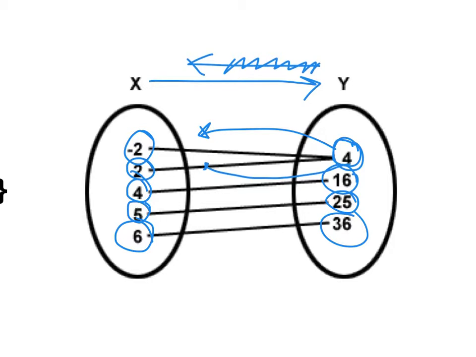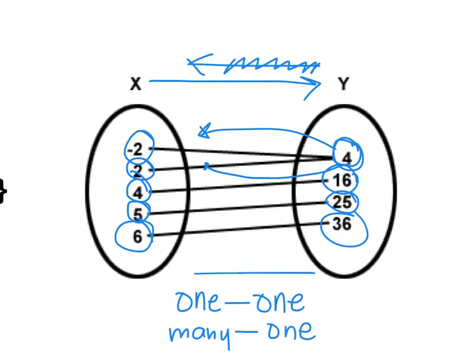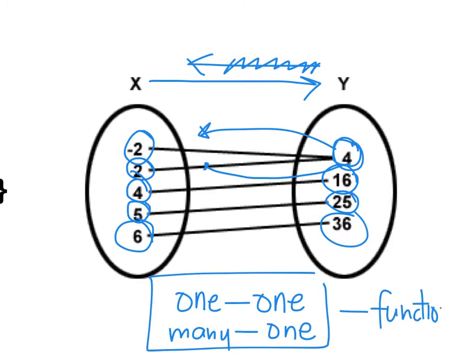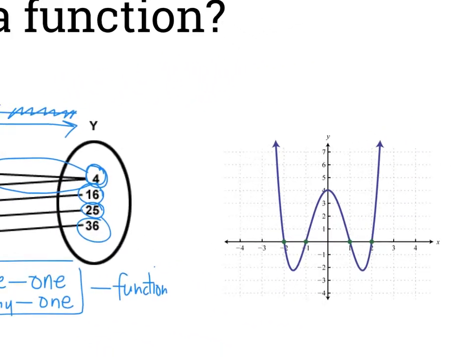So, as we can see, if we inspect a diagram, we could see two types of situation. Either one value of x is paired to a single value in y, or there are many values of x being paired to a single value in y. Both of these cases are valid for functions.